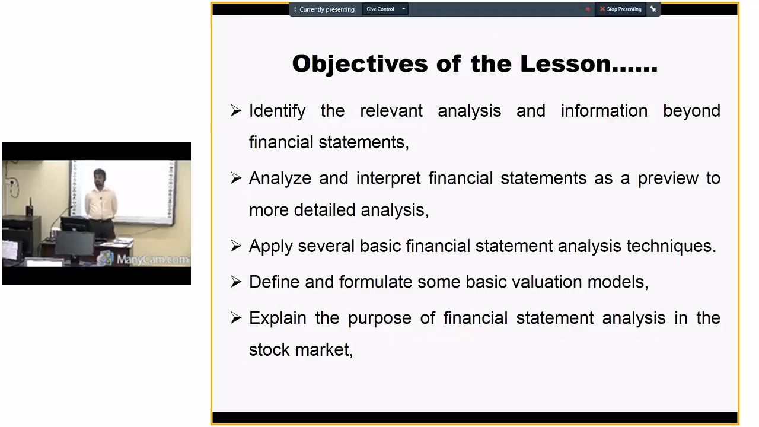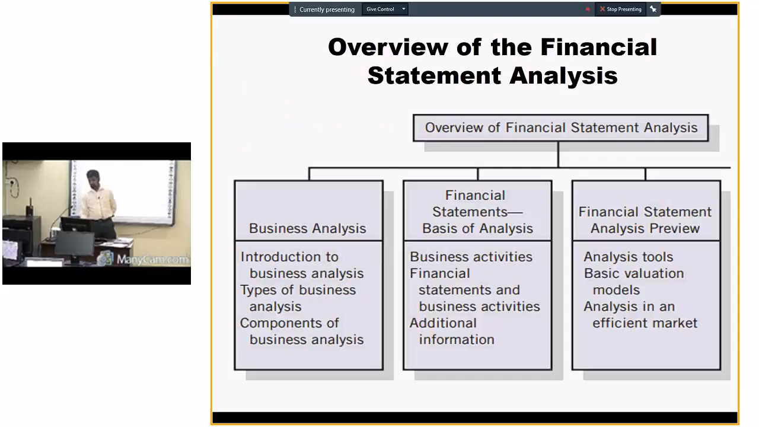Then vertical, horizontal and ratio analysis techniques. Define and formulate some basic valuation models, and explain the purpose of financial statement analysis in the stock market. Those are the objectives of this lesson. Now, if you think about the overview of financial statement analysis, you can see these basic items or content relevant to these discussions.